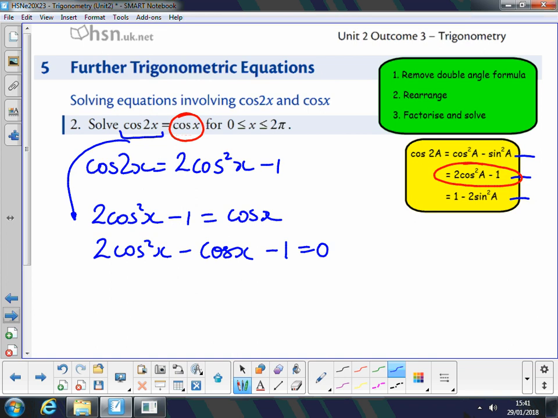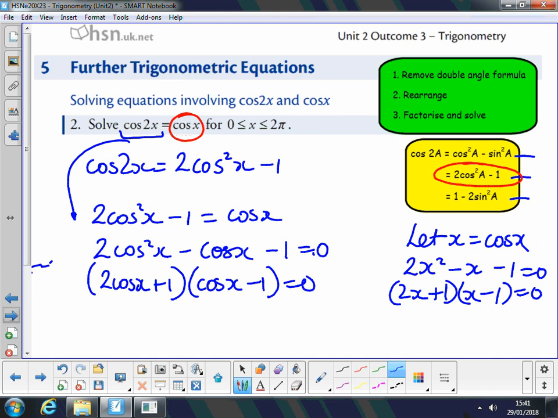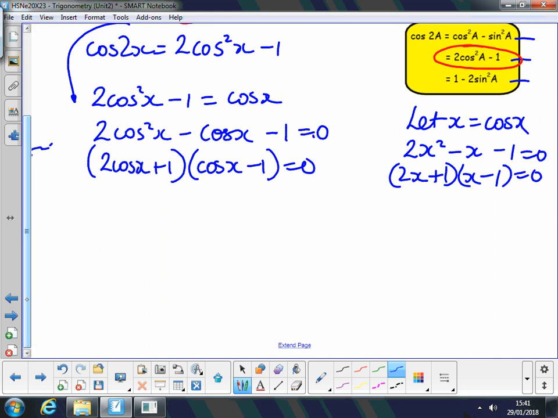Okay, we have to then factorise that, and if you're not too sure about factorising with sine and cosine, we're going to let x equal cos x. So from there we have 2x squared take x take 1 equals 0. In your two brackets we have 2x, x, we get 1 and 1, this is going to be positive 1, and that's going to be your negative 1. So we're going to move that back over to the left hand side. So that would give us 2 cos x plus 1, and cos x take 1 is equal to 0, and we're going to set both of those factors equal to 0.